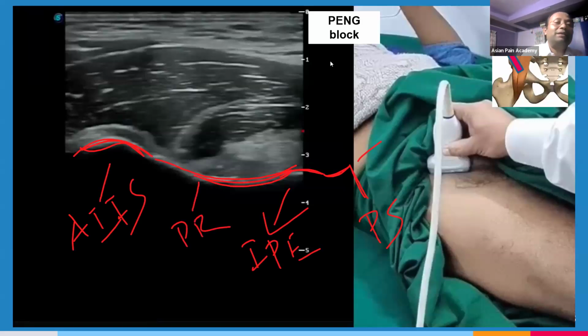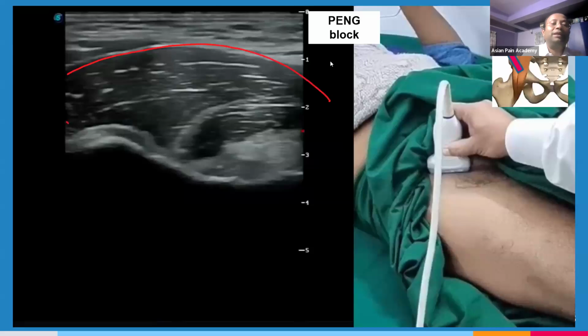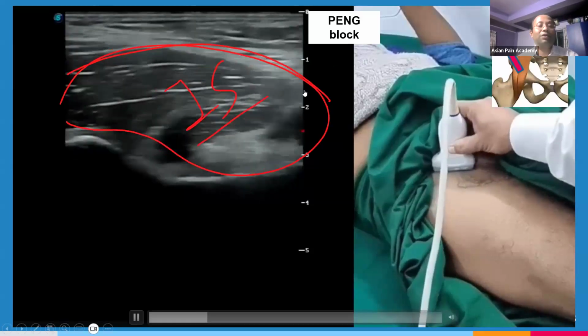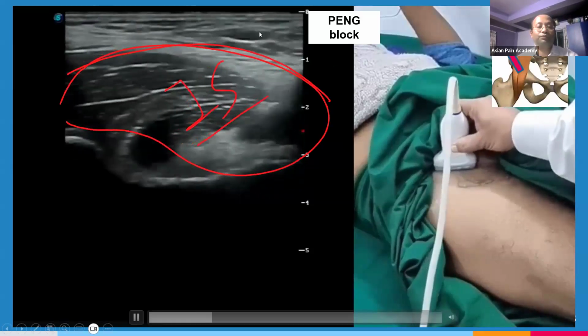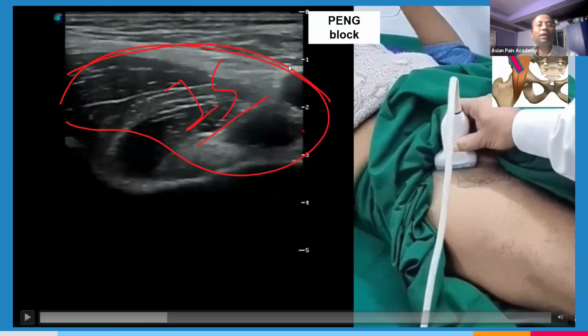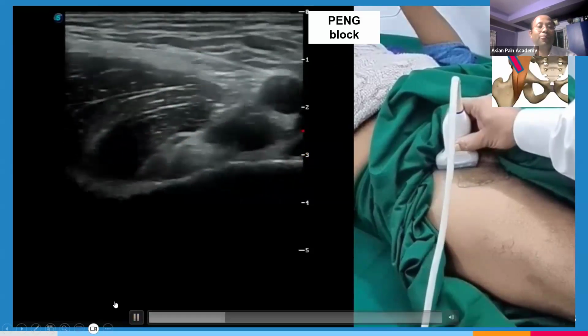Above that, the muscle we are seeing, this complete muscle is iliopsoas. But of course, we are not seeing the muscle over the head of the femur because we have come a bit medial, but it is the same muscle which is there over the head of the femur.